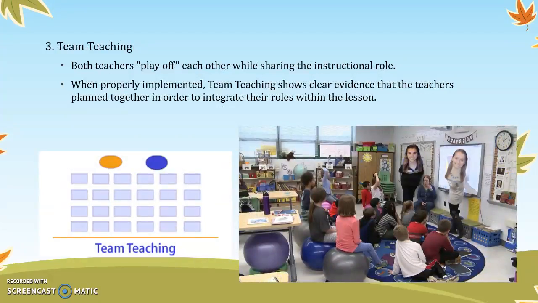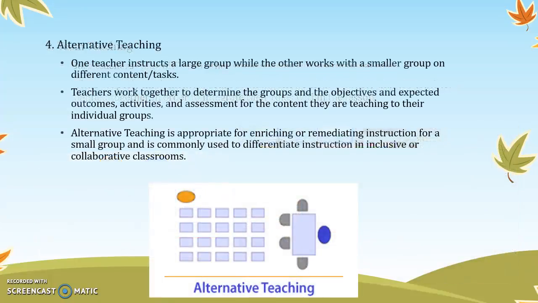Number 3 is team teaching. So in this method, both teachers are playing off of one another, sharing the instruction role. They're both in front of the classroom, engaged in co-teaching, and working together throughout the lesson. And it's really evident that the teachers planned this together in order to integrate both of their roles within the lesson. So this is what it would probably look like if Jordie and I were team teaching. We'd both be in the front of the class sharing the instructional role.